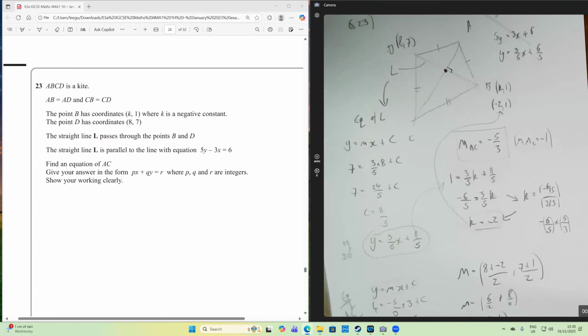In my experience, quite a tricky question, quite a tricky kind of coordinate geometry question.